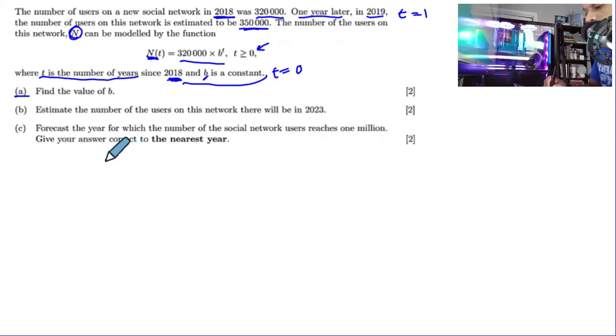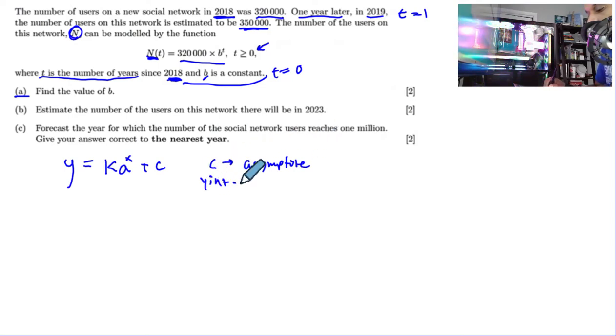So all of them look like this. k, a to some power x, plus c. So all this equals y. All right, so remember, c is the asymptote, and our y-intercept is always going to be k plus c.